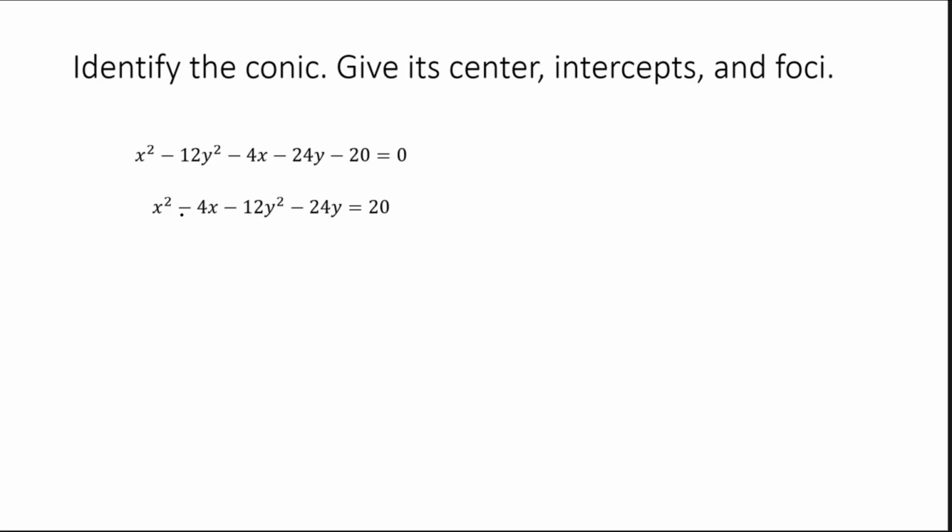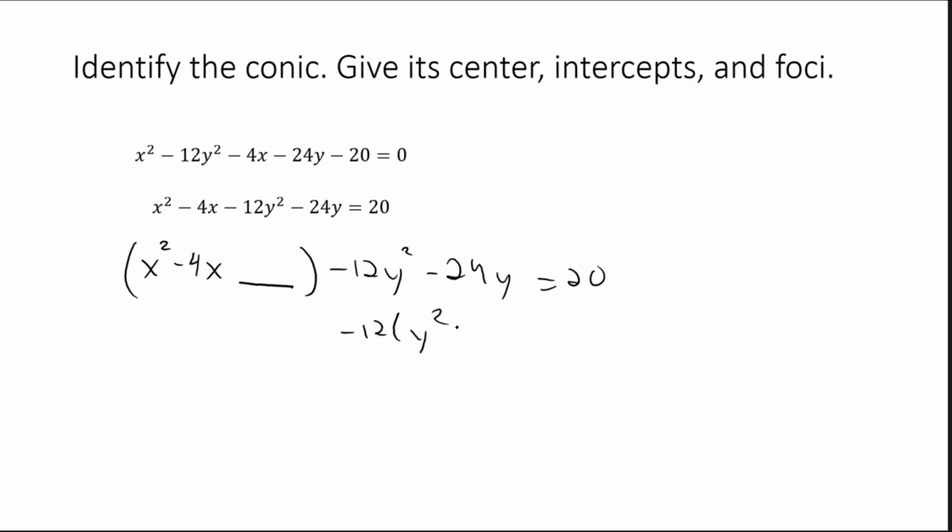Now from here, you want to create yourself a little bit of space, because we're going to complete the square for both the x and the y terms. So for the x's, we have x squared minus 4x, create a space, and then we have the minus 12y squared minus 24y equals 20. Here we want to pull out a negative 12. So you're left with the y squared, this becomes a plus 2y, leave a blank, and then equal to 20. All right, so this is what we have to work with.